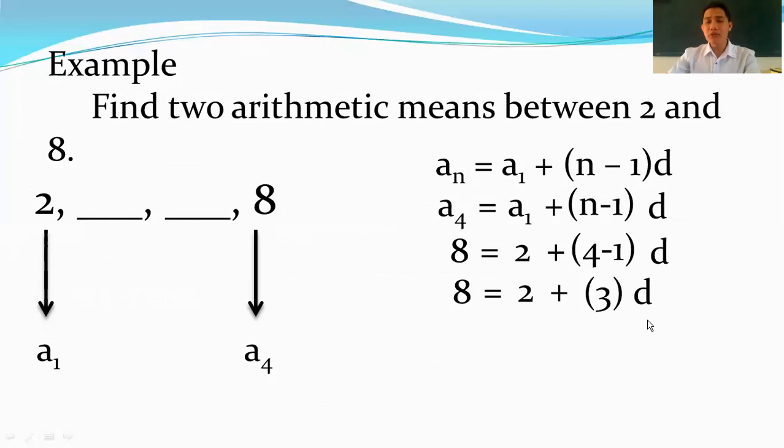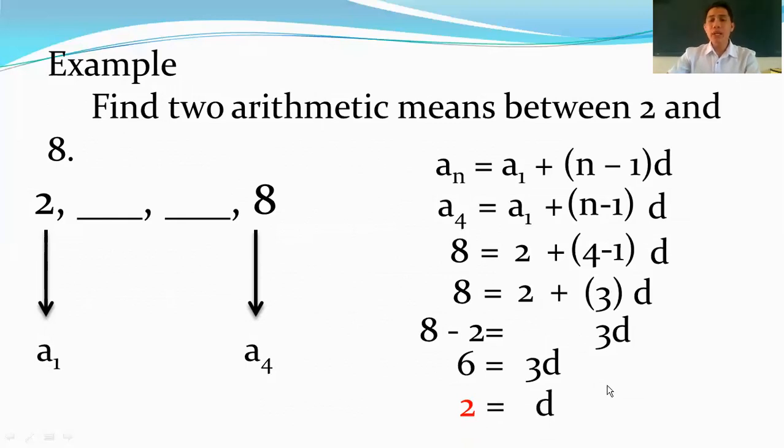To get the value of d, we need to subtract both sides of the equation by 2. So this will become 8 minus 2 equals 2 minus 2, which is 0. So the remaining number is 3d. So 8 minus 2 is 6 equals, copy the 3d. Divide both sides by 3. So 6 divided by 3 is 2, and 3d divided by 3 is d. So our d is 2.